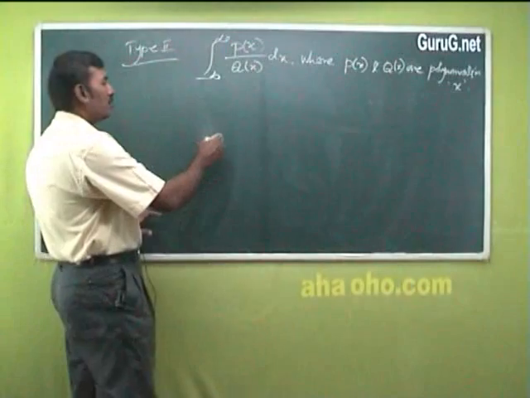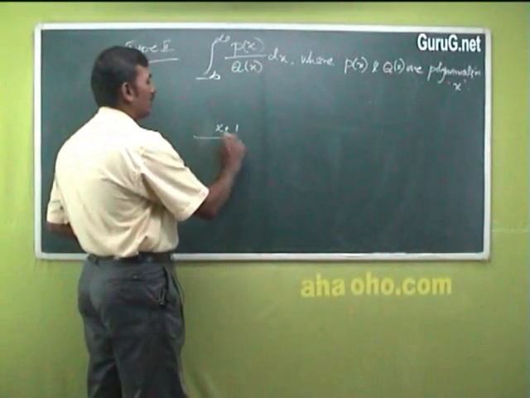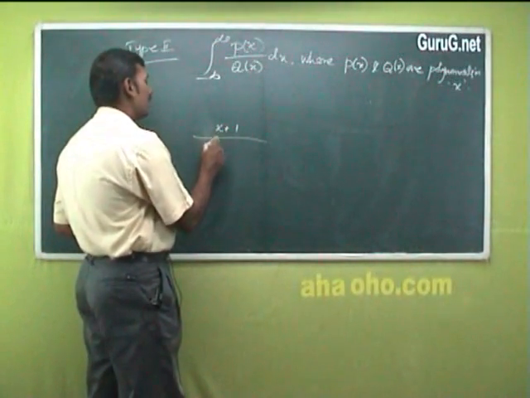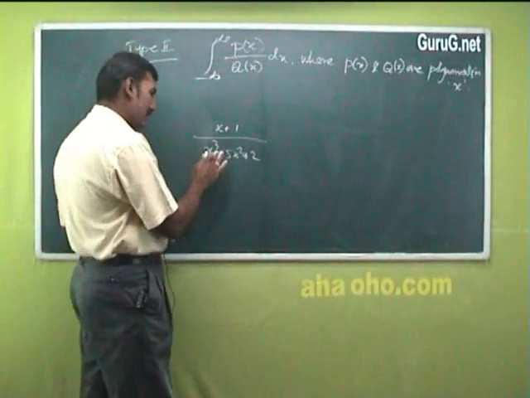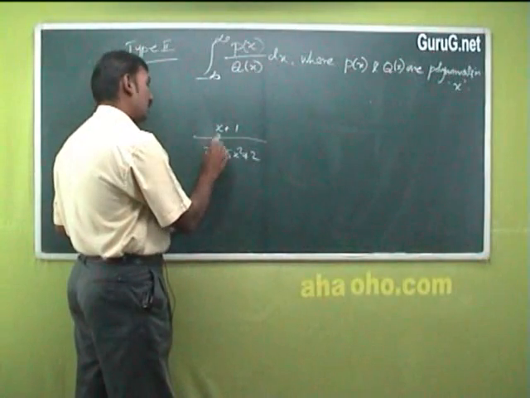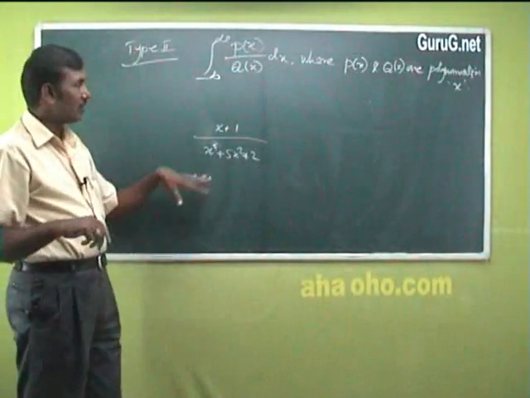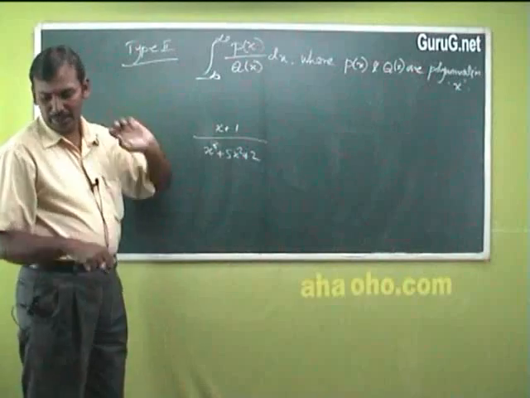இப்போ ஃபார் எக்ஸாம்பிள் நியூமரேட்டர்ல வந்து x plus 1 இருந்துச்சுன்னா டினாமினேட்டர்ல வந்து எப்படி இருக்கலாம், x cube plus 5x squared plus 2 இந்த மாதிரி இருக்கலாம், அல்லது x power 4 or x power 5. ஸோ அட்லீஸ்ட் என்ன இருக்கணும், 2 டிகிரி டிஃபரன்ஸ் இருக்கணும் நியூமரேட்டருக்கும் டினாமினேட்டருக்கும்.